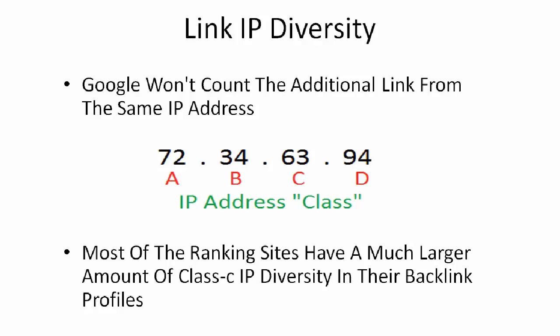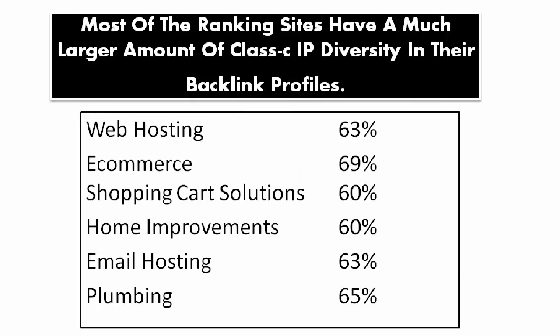So if you were to get a link from this blog to your website, and you also get a link from any other site hosted on the same IP, even though the domain name is different, Google won't count the additional link from the same IP. I have observed that the sites ranking on page 1 of Google have higher IP diversity. For example, if you look at the Google page 1 sites for the keyword web hosting, on average 63% of their backlinks are hosted on different unique IPs.